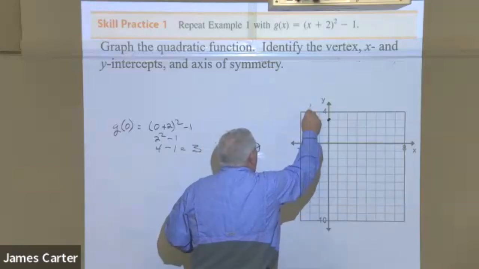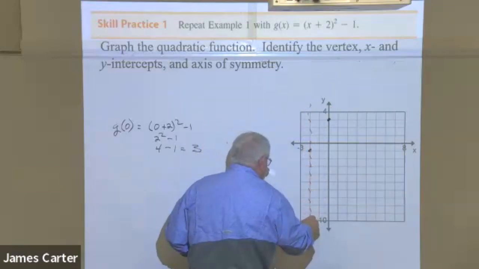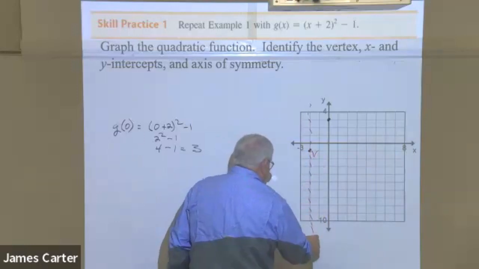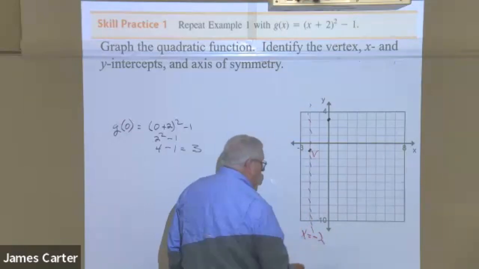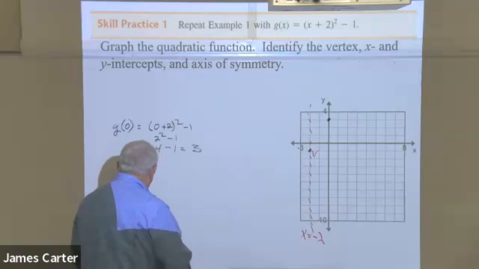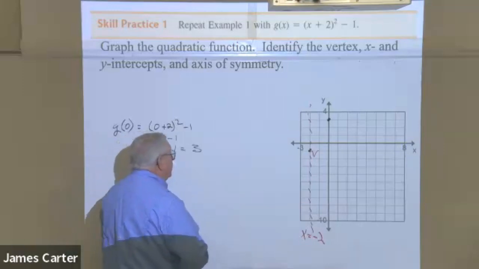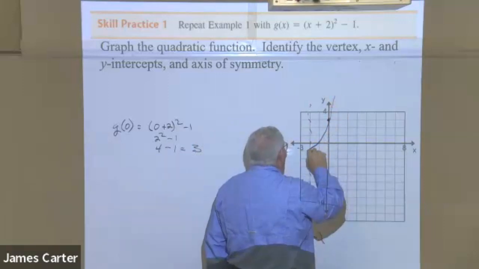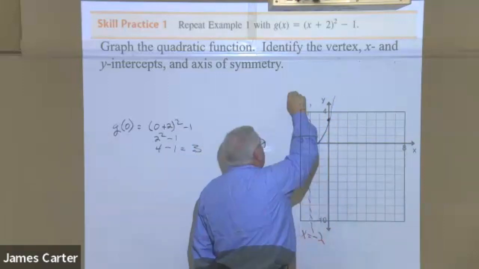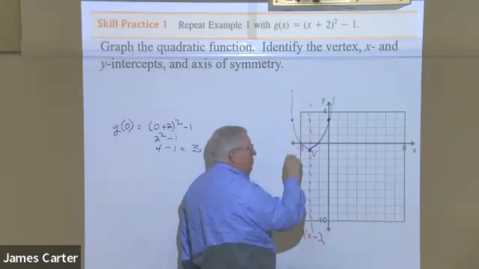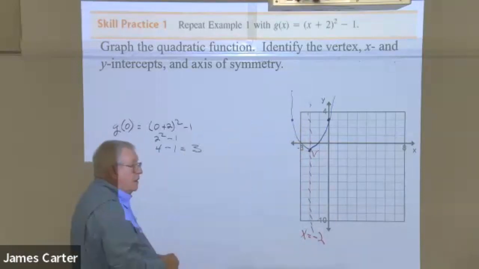Also, right here, since that's the vertex, then this is the line of symmetry, x equals -2. And now we can graph the thing. This is going to go over here like that. This one's over here like that. 2 places here, 2 places over there. Okay.